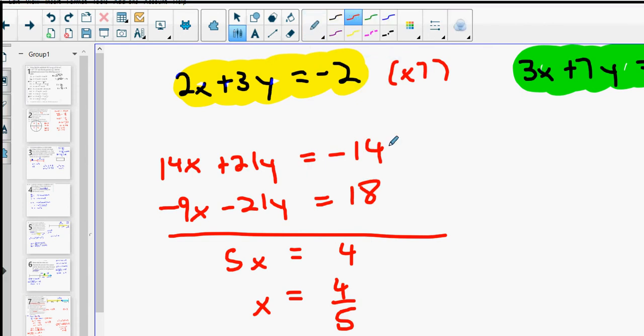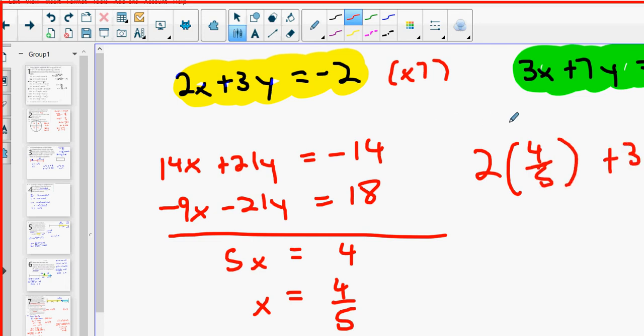So 2 times x is going to be 2 times 4 over 5, plus 3y equals minus 2. 8 over 5 plus 3y equals minus 2. And then finally 3y equals minus 2 minus 8 over 5. You chuck that into the calculator and you get minus 18 over 5. Divide 18 over 5 by 3 and you get minus 6 over 5.